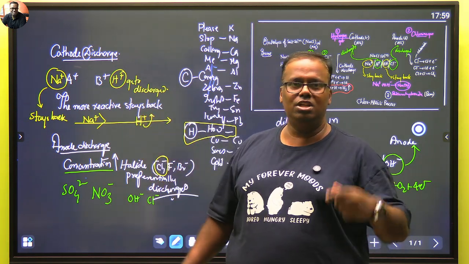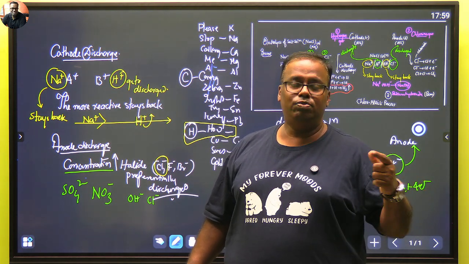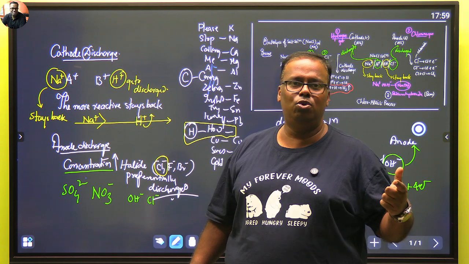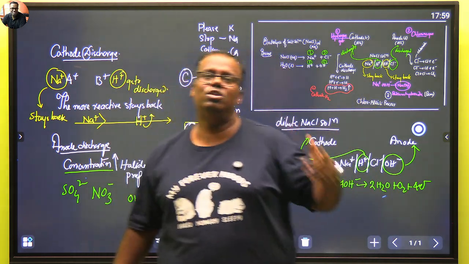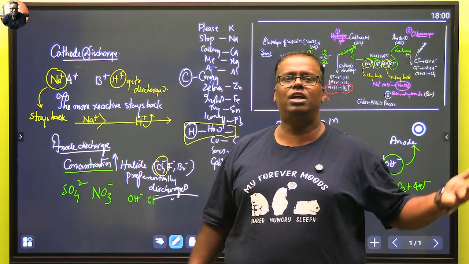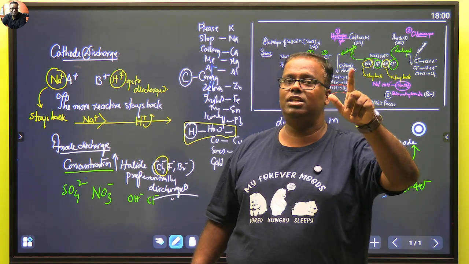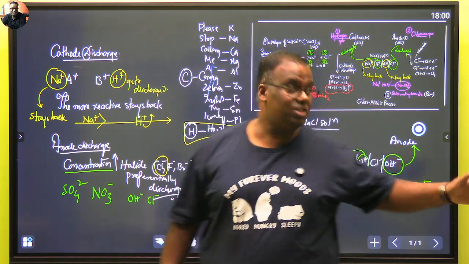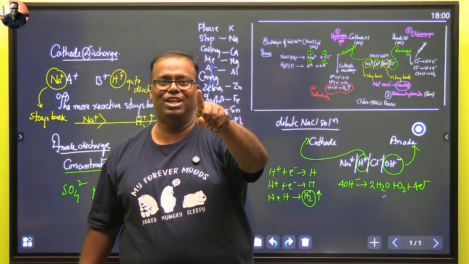So competition now is between hydroxide and chloride, halide. If the concentration of the halide is more, please go out. And if the concentration is less, you stay back, and the hydroxide ion goes. Another thing that you should remember: hydroxide getting discharged means hydroxide does not go out as a gas. Oxygen goes out as a gas.